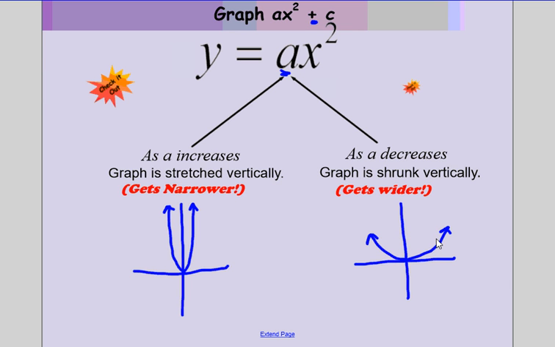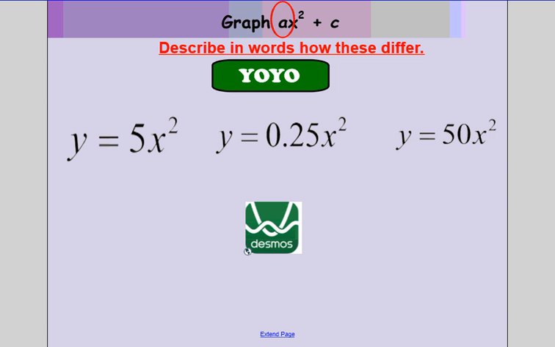We said that a quadratic is a nonlinear function. So this affects what we call the steepness of the graph. If A is bigger than 1, it'll make the graph steeper than the parent function. If A is in between 0 and 1, it's going to make the graph wider than the parent function.